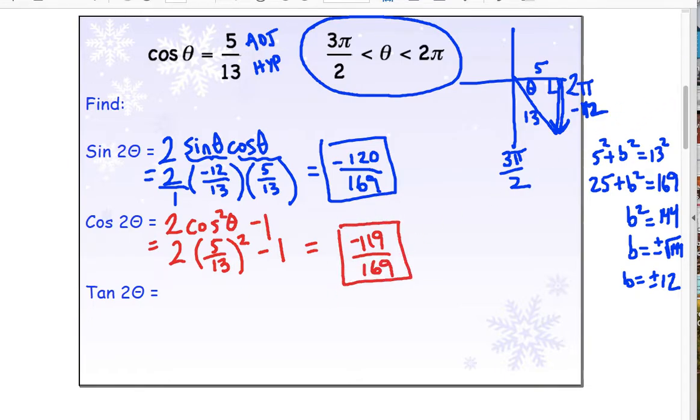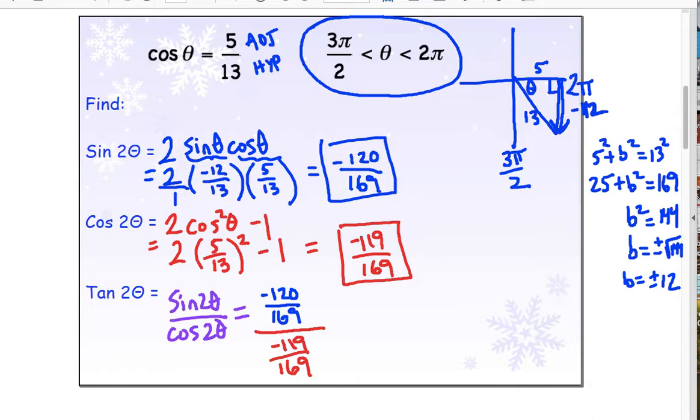For tangent of 2 theta, I've got two formulas I can choose from. I'm going to choose the bottom formula of sine 2 theta over cosine 2 theta because we've already found those. Sine of 2 theta is what we found at the top. That was negative 120 over 169. And then cosine of 2 theta we already found was negative 119 over 169. You could put those in your calculator and it'll simplify to 120 over 119.